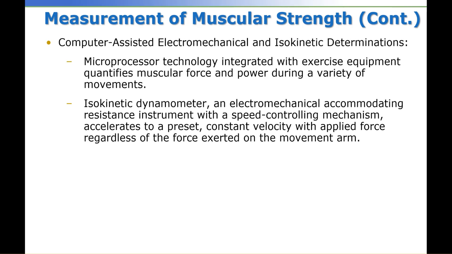Computer assisted electromechanical isokinetic determination. You have this exercise equipment that quantifies muscular force and power during a variety of movements. An isokinetic dynamometer is an electromechanical accommodating resistance instrument with a speed control mechanism. So basically, it's constant velocity and force throughout the whole movement, on the entire movement arm.